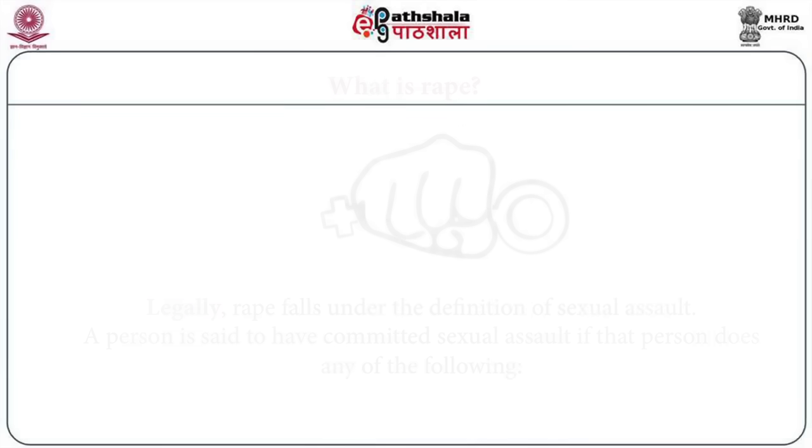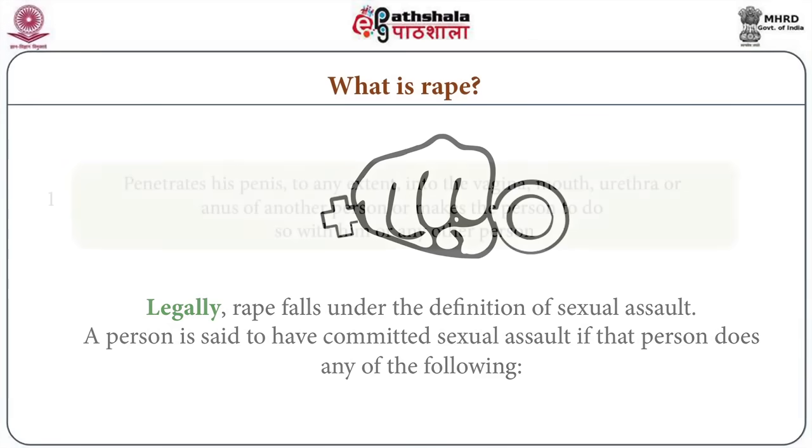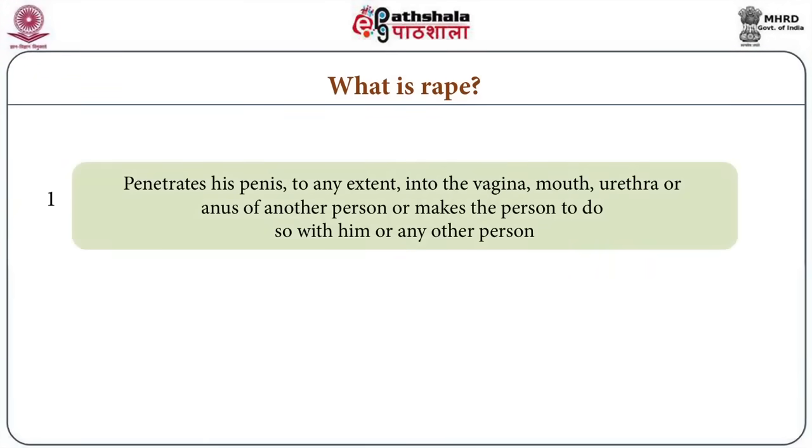So let's start by answering the basic question of what rape is defined as being in India. Legally, rape falls under the definition of sexual assault. So the broader concept is sexual assault. A person is said to have committed sexual assault if the person does any of the following things. So first, penetrates his penis to any extent into the vagina, mouth, urethra, or anus of another person, or makes the person to do so with him or any other person.